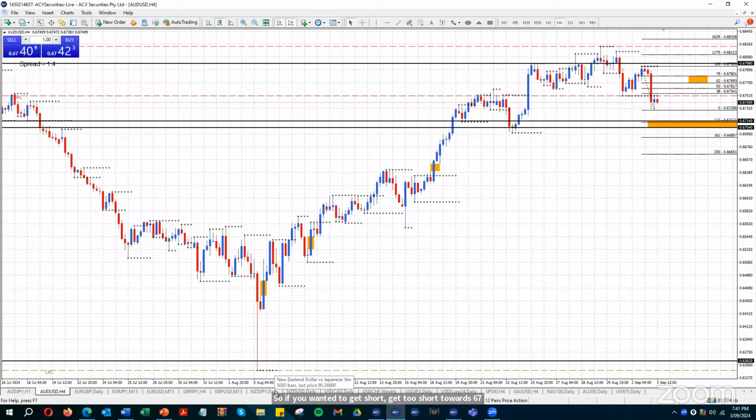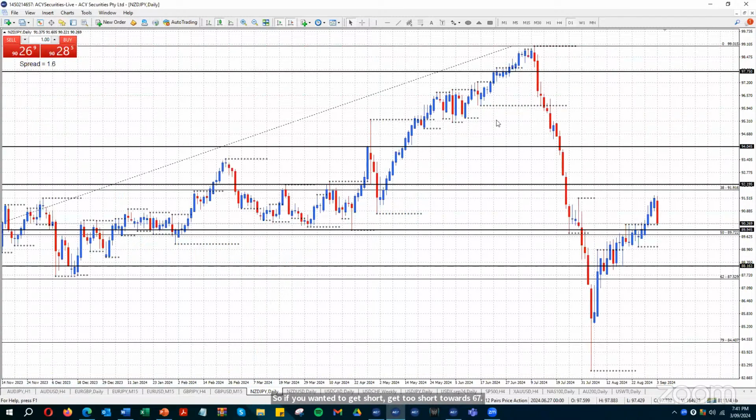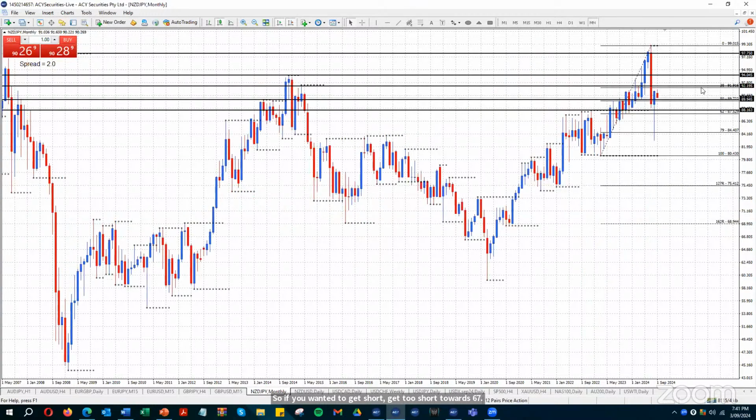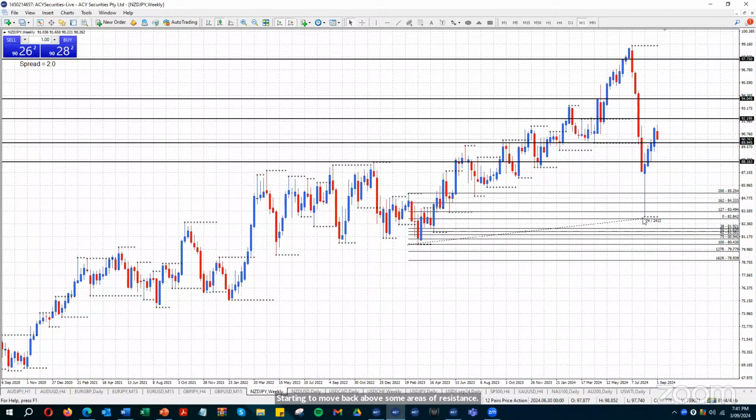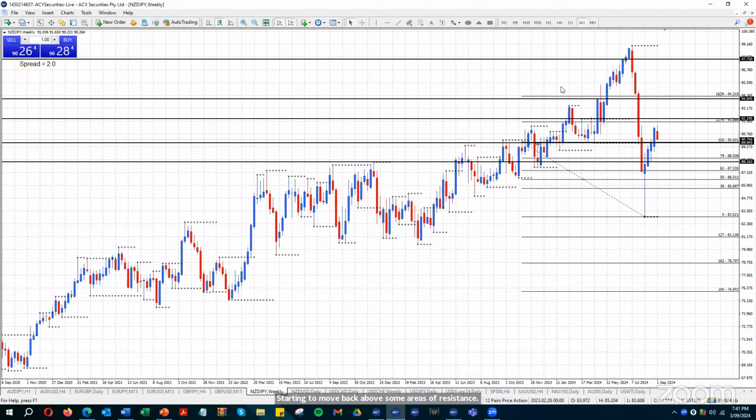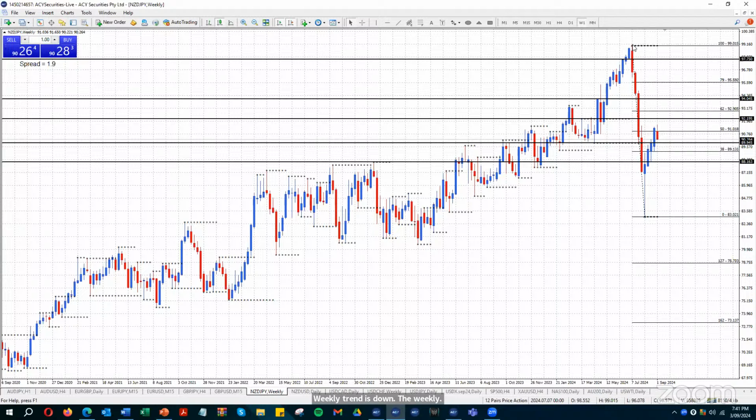All right, New Zealand yen. Monthly trend is up. Like all the other yen pairs, we're getting support at the 79% rejection down here, starting to move back above some areas of resistance. Weekly trend is down. So on the weekly fib range, where 50%, like most of the rally has been on the other pairs.